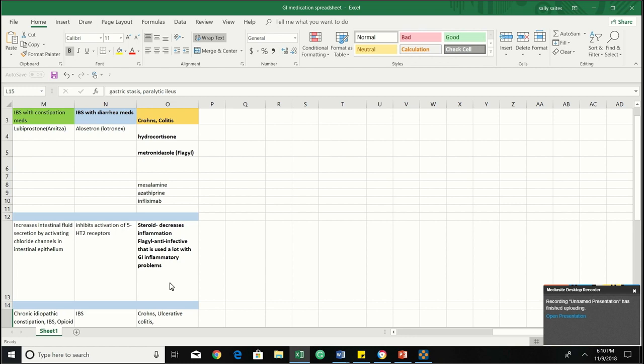The steroids will decrease inflammation, but remember what steroids do with diabetic patients is they increase the blood sugar, so monitor that, okay? They also decrease the immune response, which is what we want here, but they can be immunosuppressant as well.